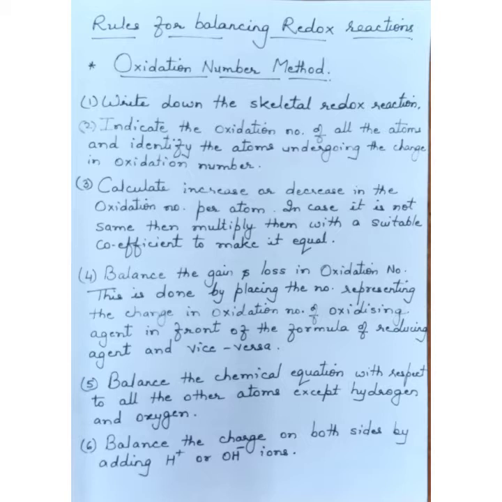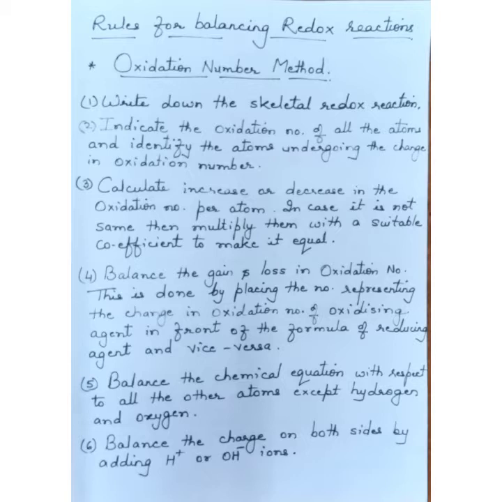First of all, write down the skeletal redox reaction. Indicate the oxidation number of all the atoms and identify the atoms undergoing change in oxidation number. Calculate increase or decrease in oxidation number per atom. In case it is not the same, then multiply them with a suitable coefficient to make it equal. Balance the gain and loss in oxidation number by multiplying by a suitable coefficient. Balance the chemical equation with respect to all the other atoms except hydrogen and oxygen.